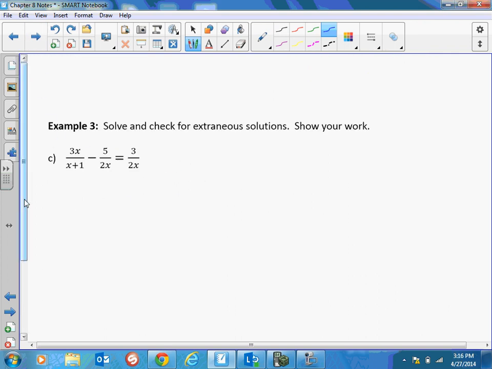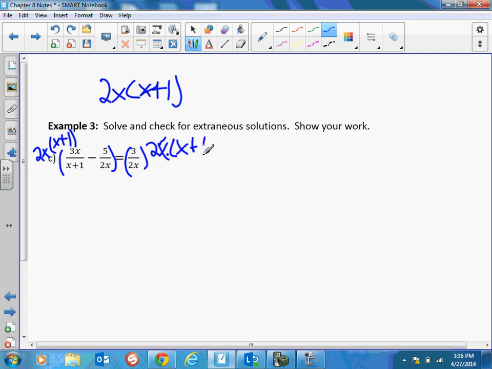All right, what would be the least common denominator of 2x and x plus 1? Well, just slap them together: 2x parentheses x plus 1. So let's multiply this side. Well, check that. Let's multiply the whole left side by 2x parentheses x plus 1. And let's multiply this side by 2x parentheses x plus 1.